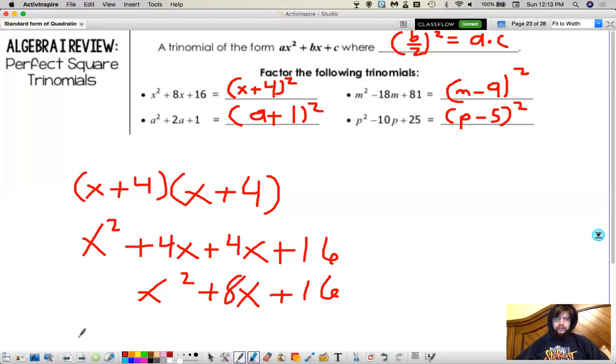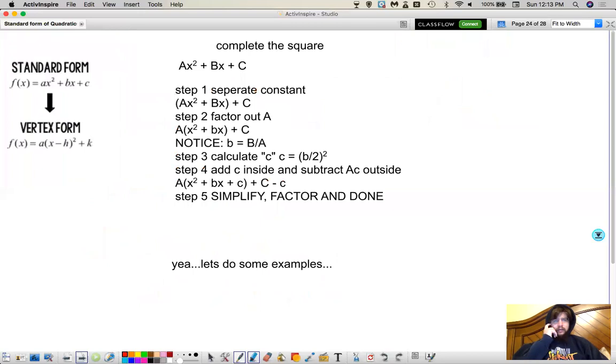Now we're going to use that, but we're going to actually complete the square so we can convert from standard form to vertex form. Now, if you're a person that likes steps, I wrote out some steps for you. So we start with ax squared plus bx plus c. Those are all caps. First thing we do, separate out that c. Get it out of there. Then we factor out a, whatever it may be. If it's 1, we don't have to factor out anything. If it's not 1, factor it out.